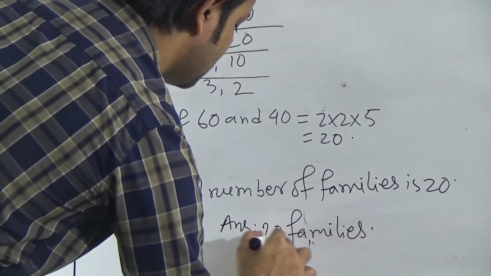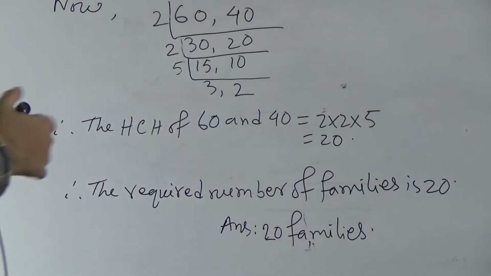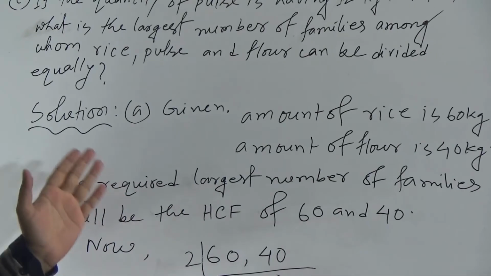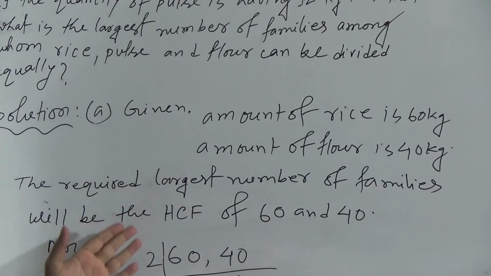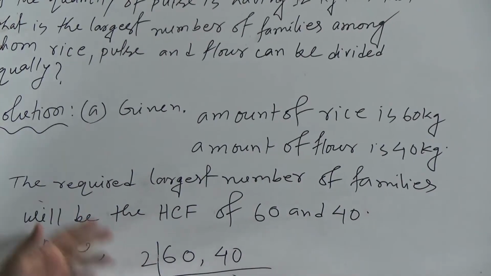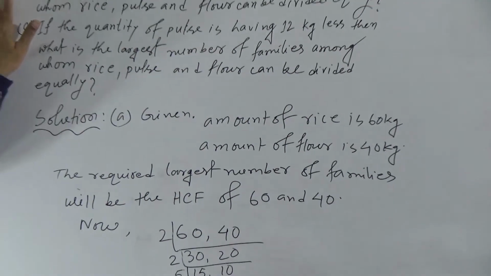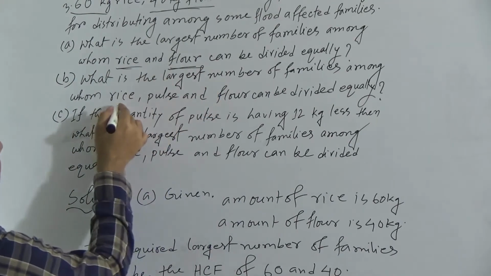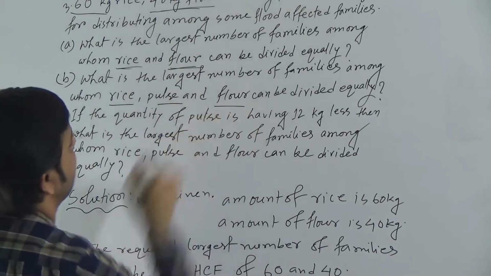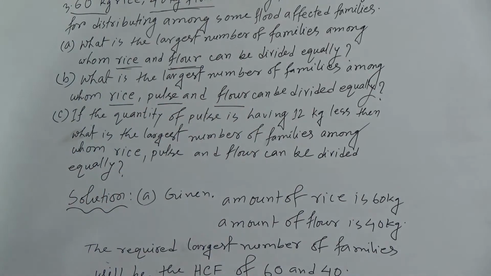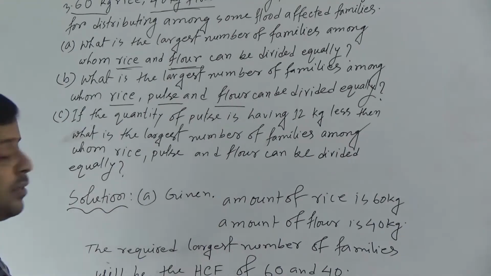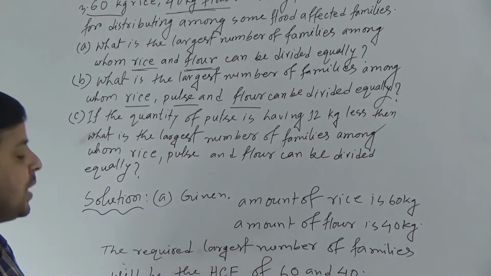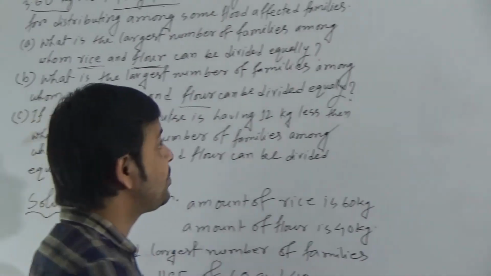This is our solution of question A. Dear students, I hope you have understood this solution, and if you can understand this solution, you can understand the solution of B. Here in A you have seen only rice and flour, but in B you have to distribute rice, pulse and flour. It means that all the 3 items given here, we have to distribute in the same process. Okay, dear students, let us solve question B.